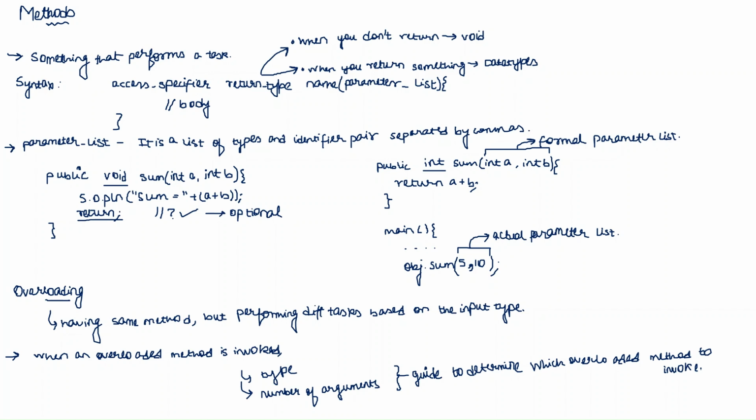So these two things, the type and or the number of arguments, they need to be different for methods having the same name, which means for overloaded methods.